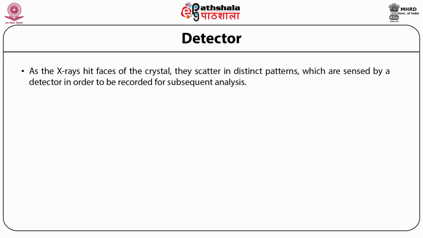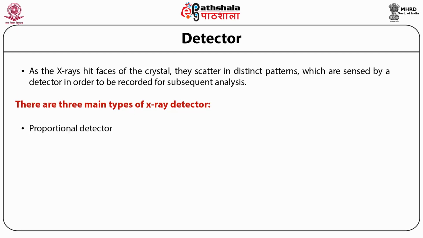As the X-rays hit the faces of the crystals, they scatter in distinct patterns, which are sensed by a detector in order to be recorded for subsequent analysis. There are three main types of X-ray detectors. First is the proportional detector, second is the scintillation detector, and third is the solid state detector. Now we will discuss all three types of detectors in detail.